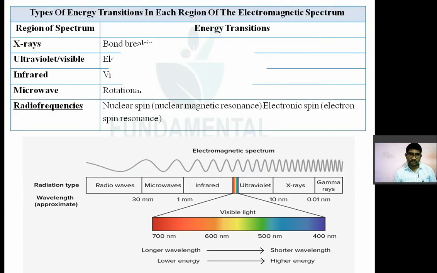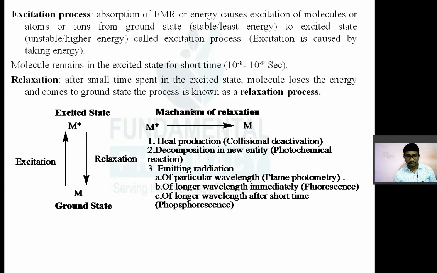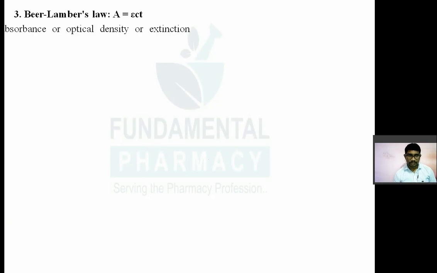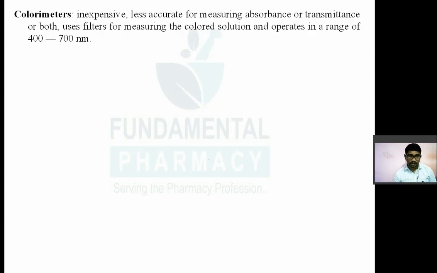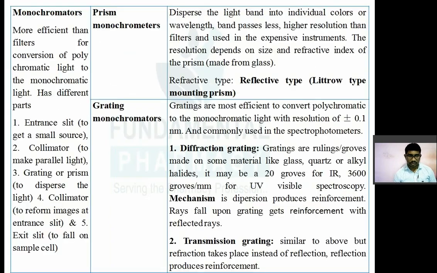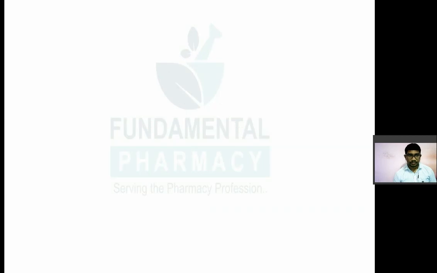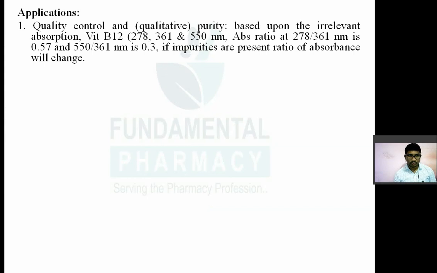We have also started our colorimetry. We have finished the colorimetry theory of spectroscopy. Excitation means what? Relaxation means what? We have seen what is meant by excited state and ground state, how there is a relaxation process, the mechanism of relaxation also. In Beer's law, both combined laws we have seen. We have seen the colorimeter, parts of the colorimeter, different kinds of filters, monochromators, sampling cell and detectors. Then after that, applications. We have also seen the applications of colorimetry.